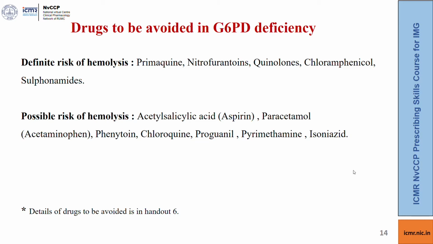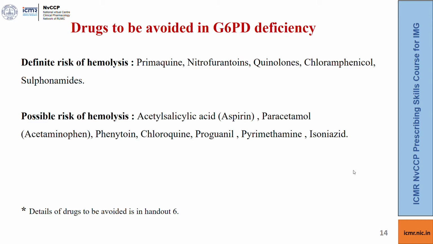These drugs with a definite risk of hemolysis will include primaquine, nitrofurantoins, quinolones, chloramphenicol, sulfonamides. It would be advisable to conduct a G6PD screening test in case of fever in high-risk areas before initiating these drugs. Other drugs with a possible risk of hemolysis include aspirin, paracetamol, phenytoin, chloroquine, proguanil, pyrimethamine and isoniazid. A detailed list of drugs to be avoided is available in the handout.